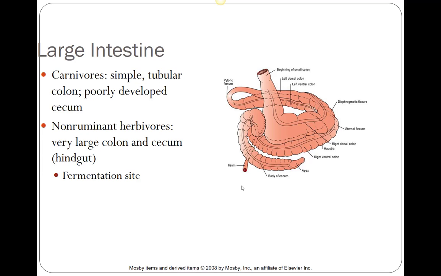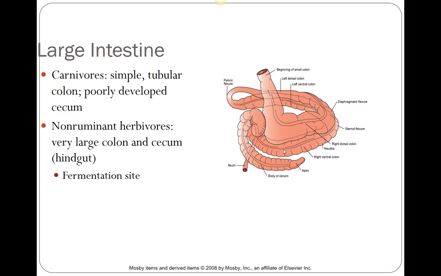So this is actually showing a horse's. So when you look at a horse right here, carnivores are very poorly made, but non-ruminant herbivores like horses, and a horse right here, this is the cecum, the very tip of it's known as the appendix or the apex. This actually runs pretty much down from the horse's right hip, just about up there to its diaphragm on the right side. So it's actually quite large.